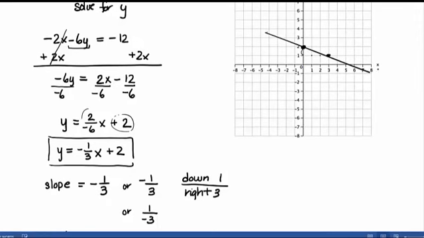Right? Or, remember, again, this is where I started. Or I can go up 1, left 3. Right? So if I actually started here and I went up 1, left 3, I also end up on that line. So again, either way, I would have gotten to the right line.